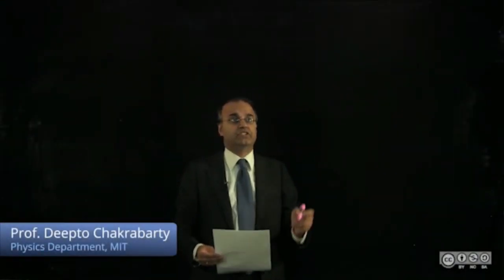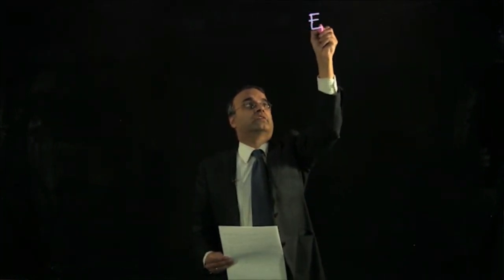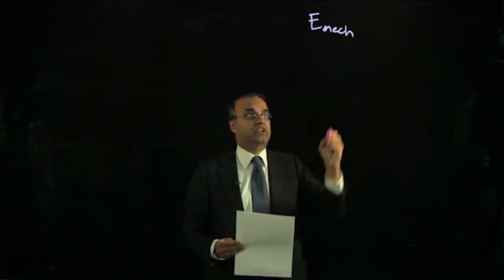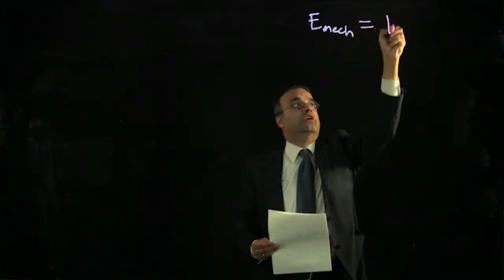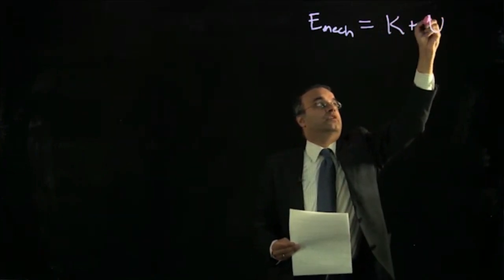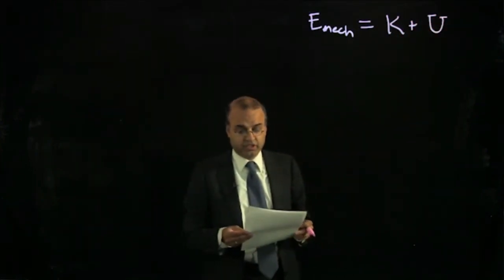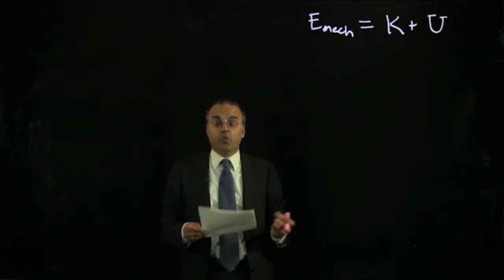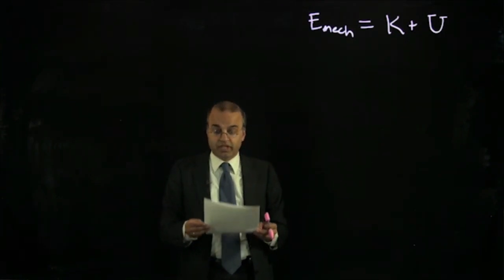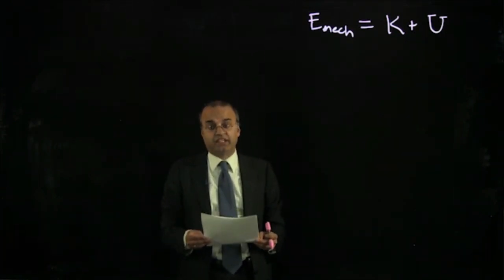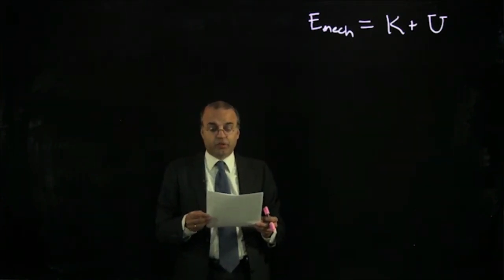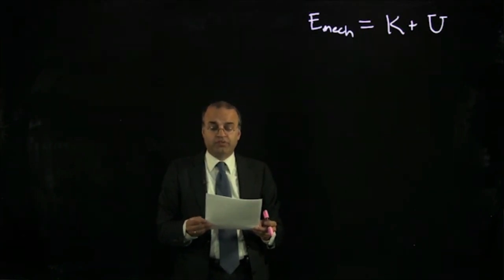The total mechanical energy, E sub mech, is defined as the sum of the kinetic energy and the potential energy. So the sum of K plus U, where U is the potential energy function associated with the conservative force, with an appropriate choice of zero point. If there are multiple conservative forces acting on the system, then U will be the sum of individual potential energy functions for each conservative force, with an appropriate choice of zero point for each individual function.